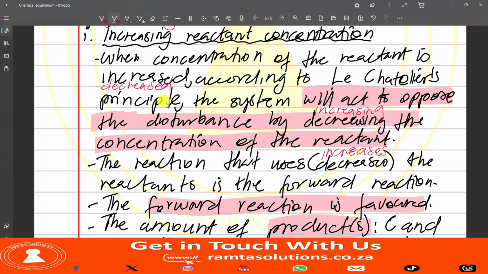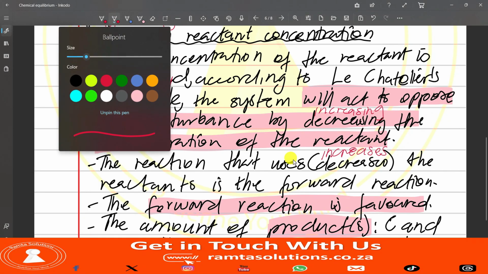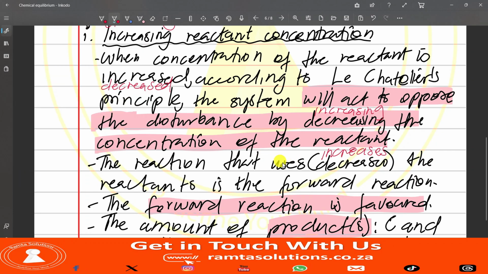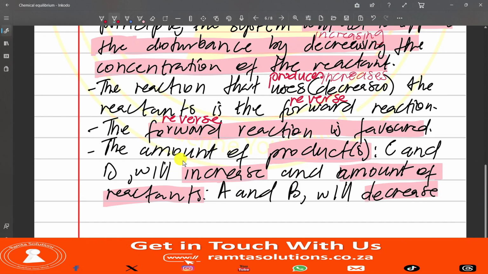The reaction that produces, i.e., increases the reactants is the reverse reaction. Now the reverse reaction is favored. What happens when the reverse reaction is favored? The amount of products decreases, the amount of reactants increases. It's the same thing.